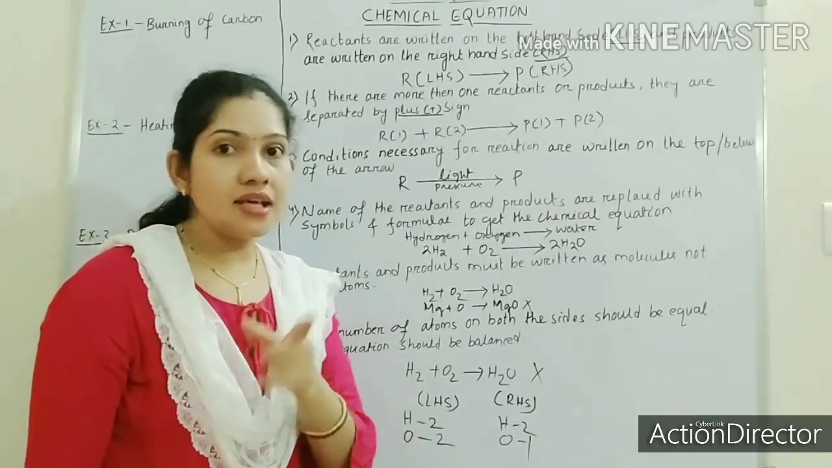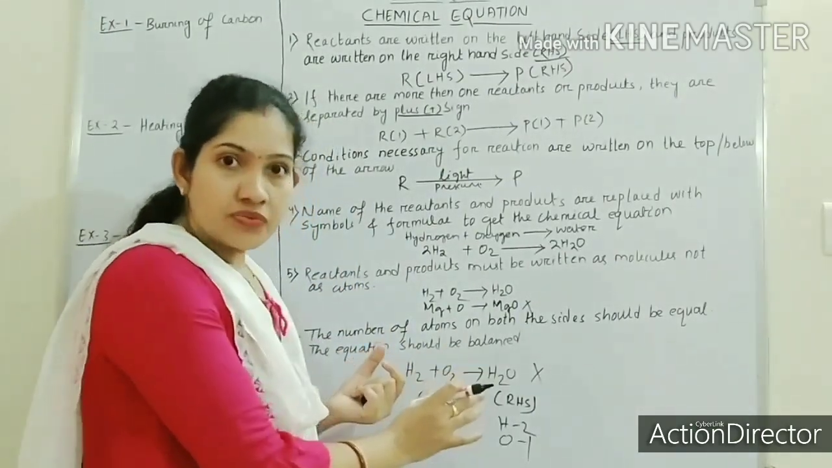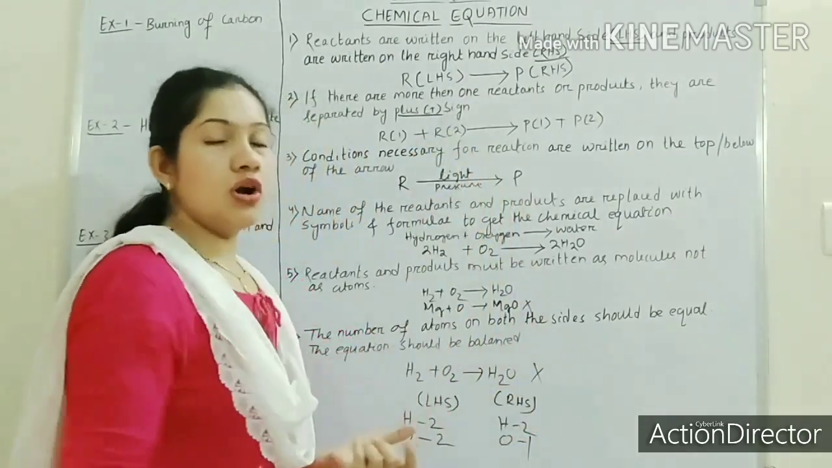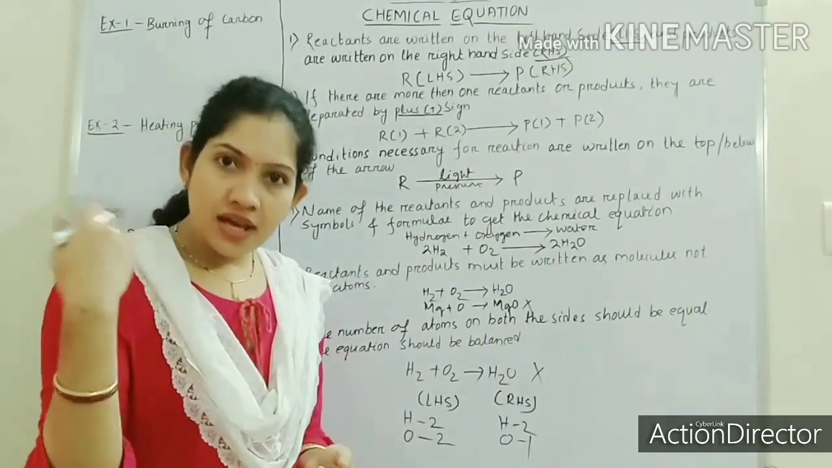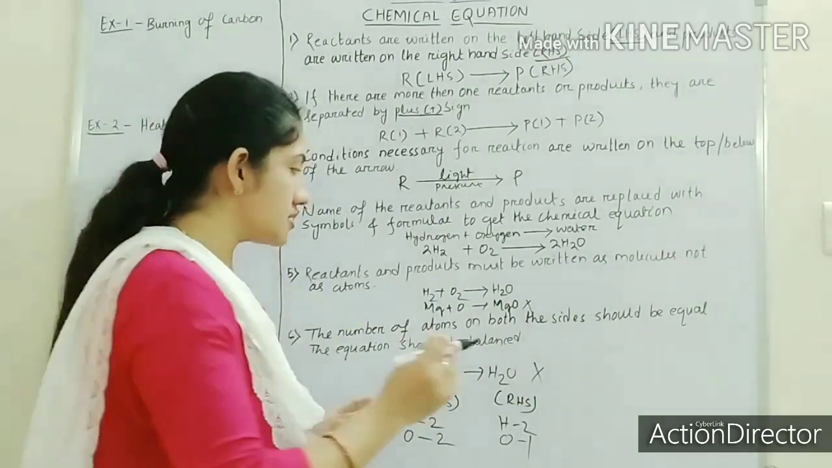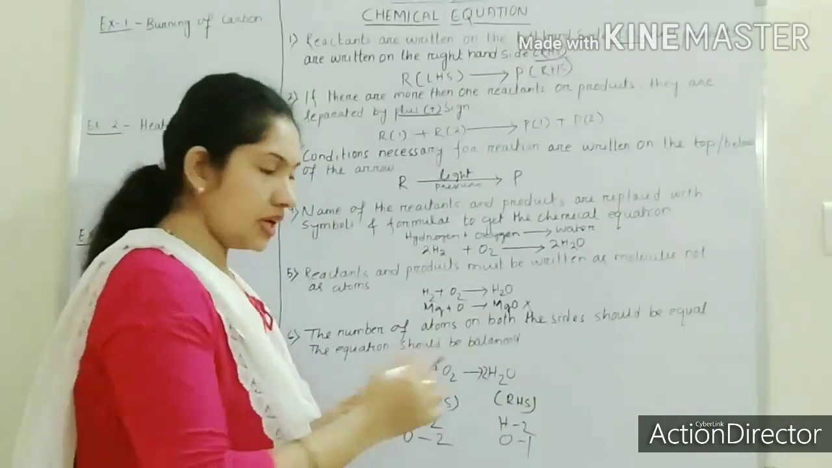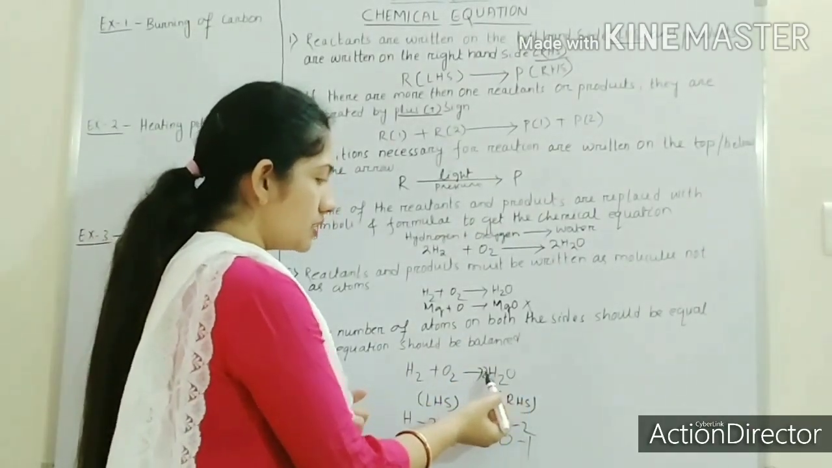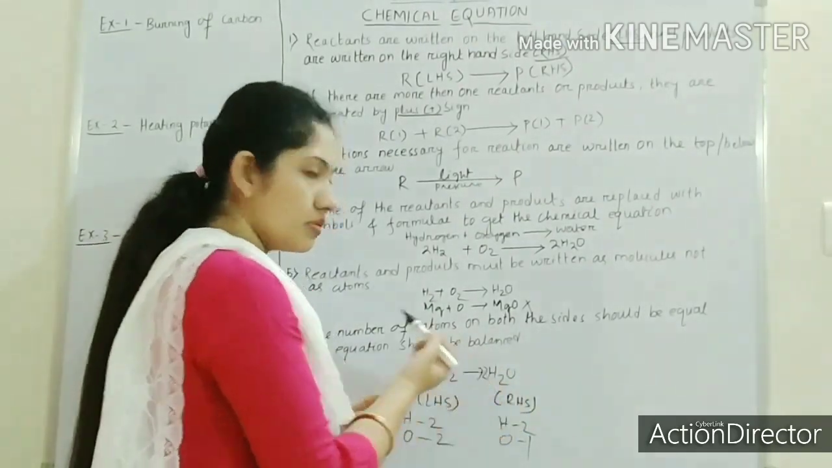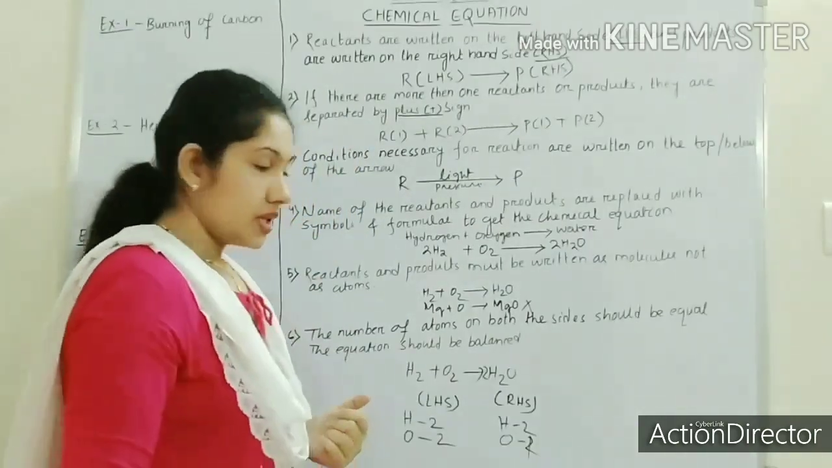We have to balance. Here the number of atoms present in left hand side should be equal to the number of atoms present towards the right hand side. So here we can balance it. How we can balance? Here we will add 2. If here we will add 2, then we can have 2H2O. Means the number of oxygen here we are getting 2 again.